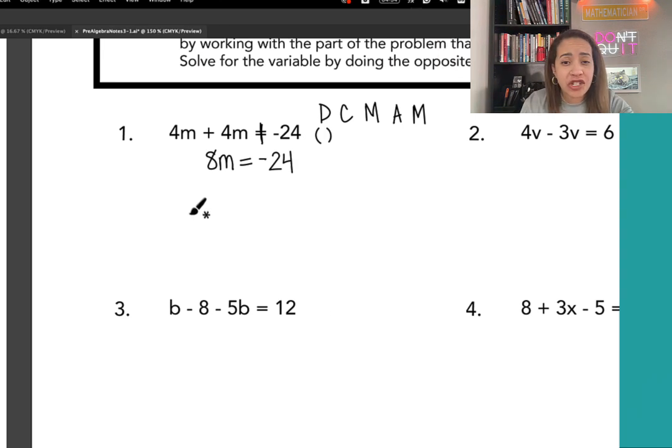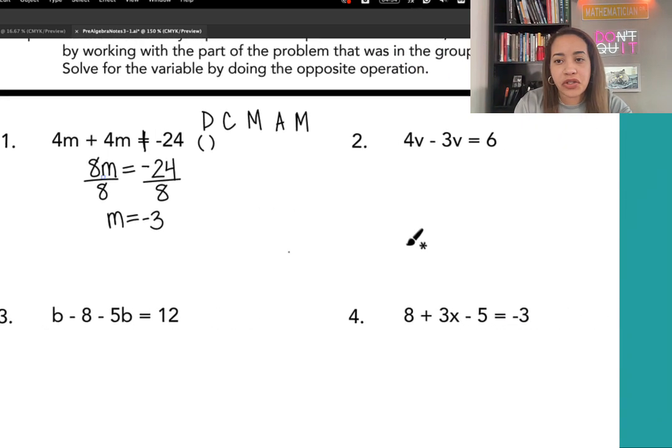Now our problem is just a one-step equation, and you have practiced lots of one-step equations before. We see multiplication. The opposite of multiplication is division, so I must divide both sides by 8. Now I've got m all by itself on the left side, and on the right side, 24 divided by 8 gives us 3. And since we have different signs, we do get -3 as our final answer.